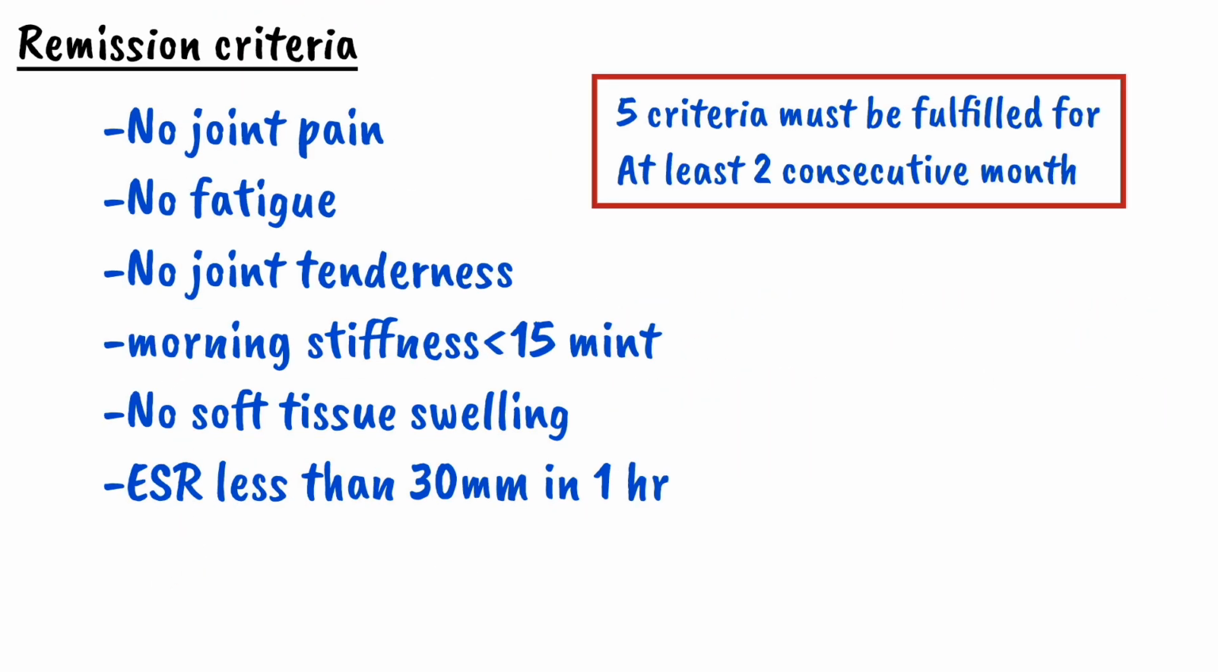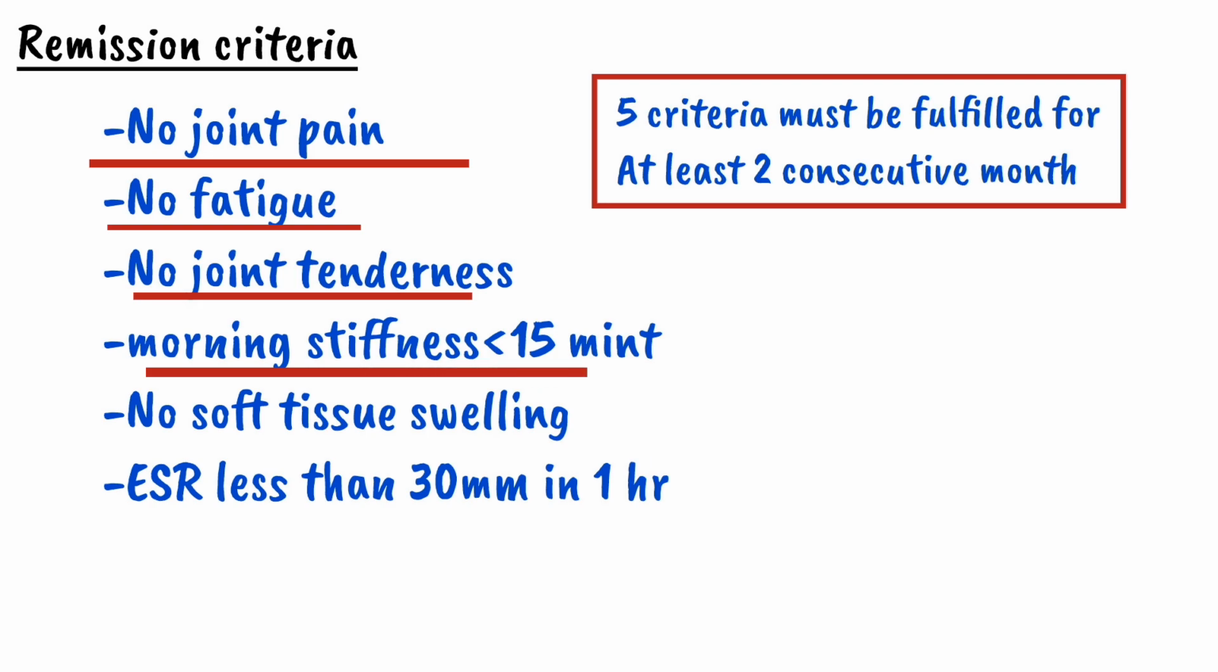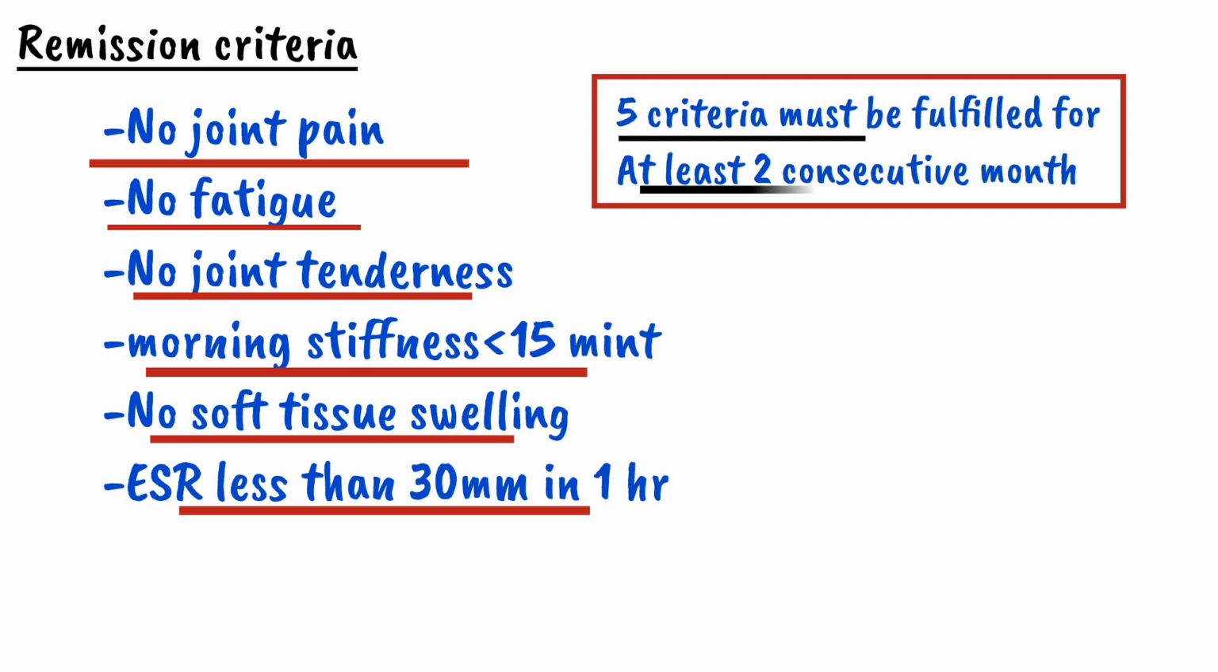We will study the remission criteria. The remission criteria mean how the patient is responding to therapy. So it includes no joint pain, no fatigue, no joint tenderness, morning stiffness which should last less than 15 minutes, no soft tissue swelling, and ESR less than 30 mm in 1 hour. If 5 of the 6 criteria are met for at least 2 consecutive months, we say that the patient has remitted from rheumatoid arthritis. So we can reduce therapy and we can say that we have almost controlled rheumatoid arthritis.